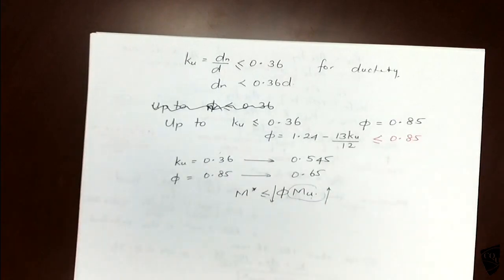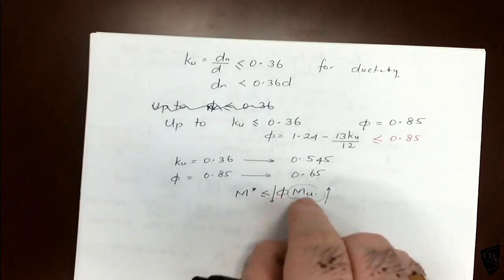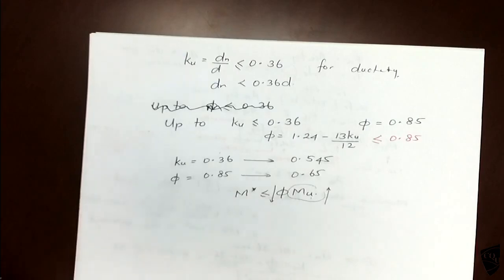Okay, if you exceed 0.36, you will still get large Mu, but phi will reduce. So the multiplication may not change much. If you put additional steel, Mu might be larger, but your M star will not change much. So there is no point in putting too much steel beyond the 0.36 Ku value.